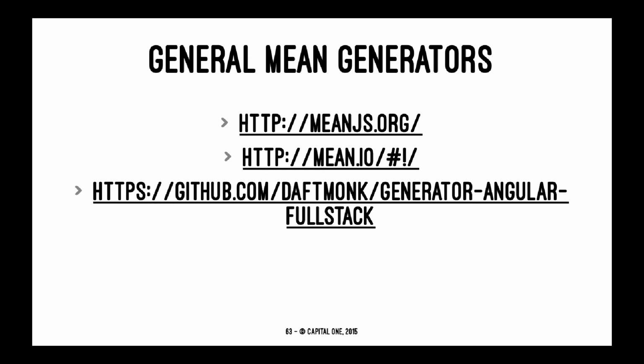We're not going to spend a lot of time because we have generators. Generators will do a lot of work for us. They will generate the server code, the database code. All we need to do is just write some controllers. 3 of the most popular Angular MEAN stack generators are meanjs.org, mean.io, and the one we will be using, Generator Angular Full Stack.